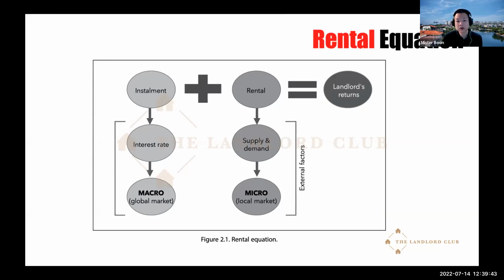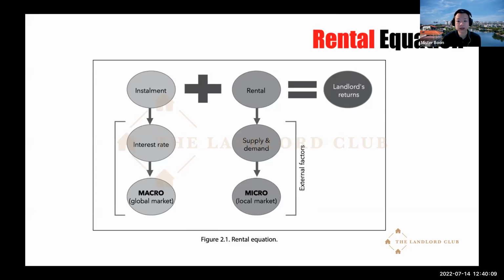But the installment and rental actually come with different components. Installment will be affected by interest rate. As you know, today interest rate has gone up quite a fair bit. You can see today the fixed rate is coming up to 3%. That belongs to the macro, the global market, the whole world, something that we can't control.